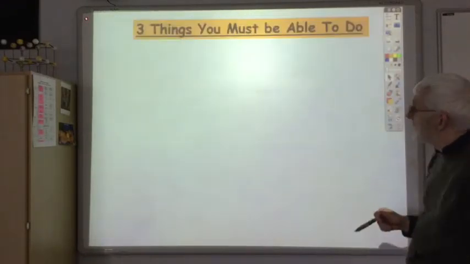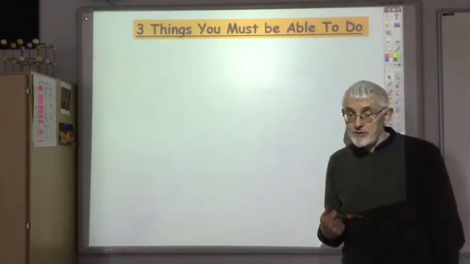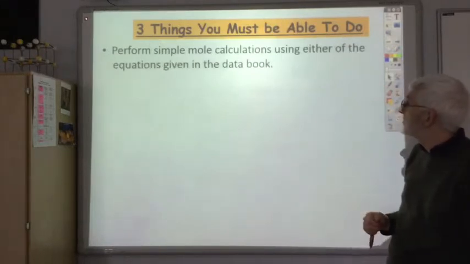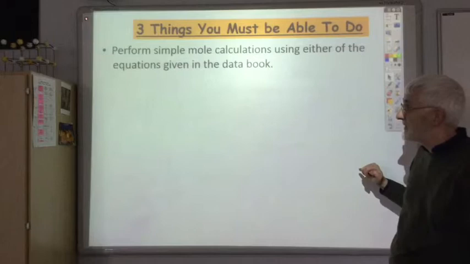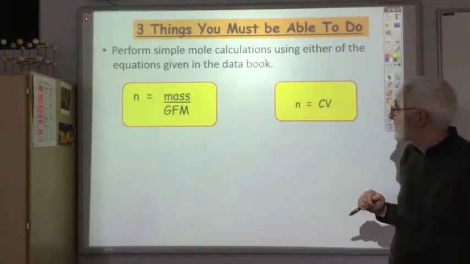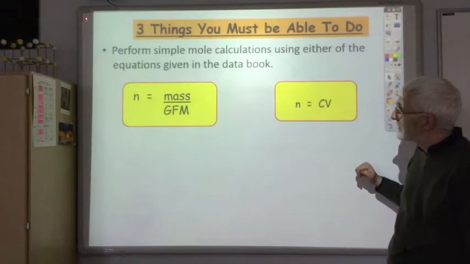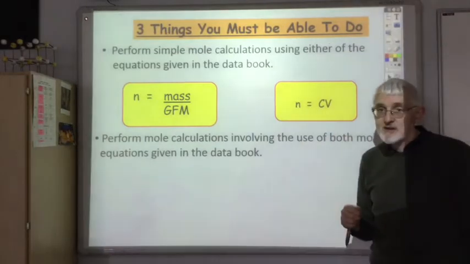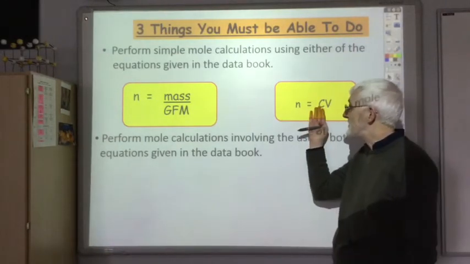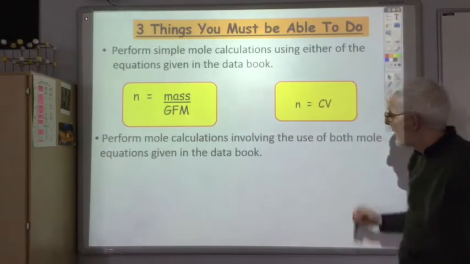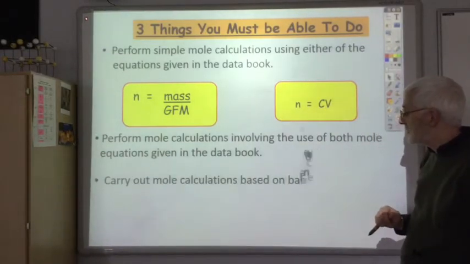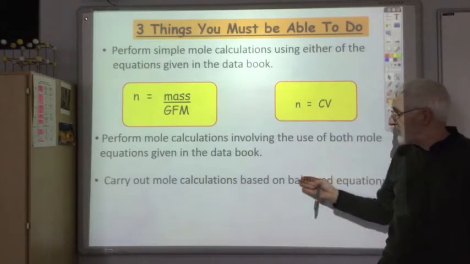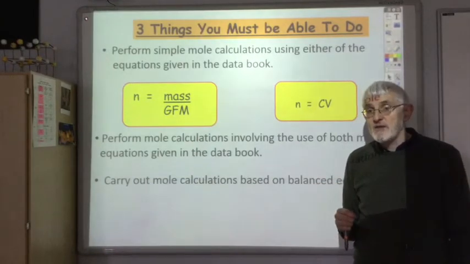So, 3 things you have to be able to do. Firstly, be able to perform just the simple mole calculations using either of the equations given in the data booklet. Secondly, perform mole calculations which involve using both the equations. So questions where you're asked a concentration and given a mass. And thirdly, carry out mole calculations based on balanced equations. Now, I'm aware that this last part is something pupils tend to find quite tricky.